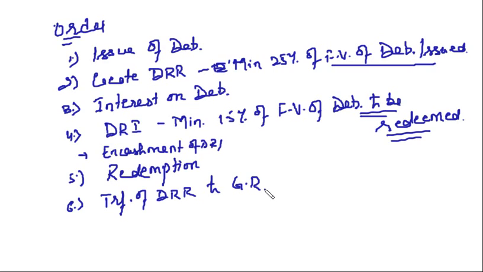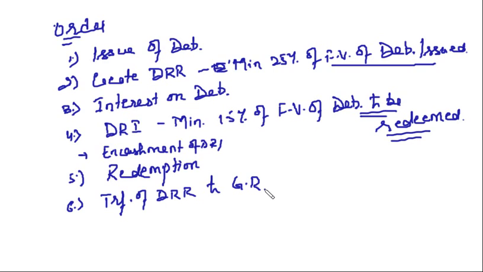Then interest on debentures if specified. Then you have to deal with debenture redemption investment. This is to be created in the year the debentures are to be redeemed, and the value is equal to minimum 15% of the face value of debentures to be redeemed in that particular financial year. Then at the time of redemption, you can either encash these investments or you can continue with these investments for future. Clear?